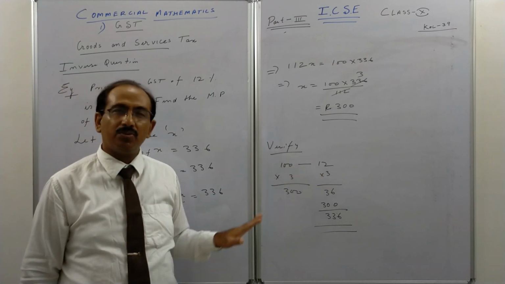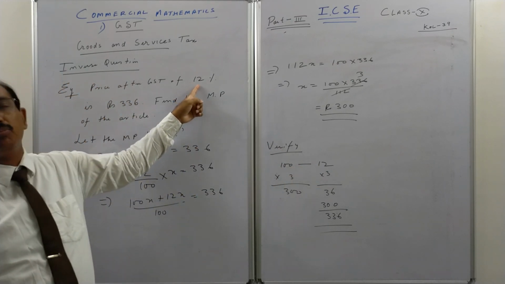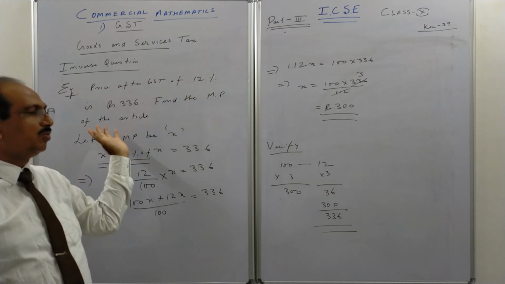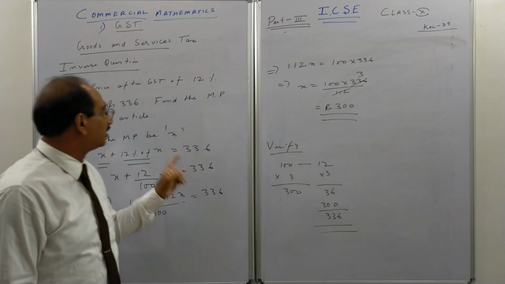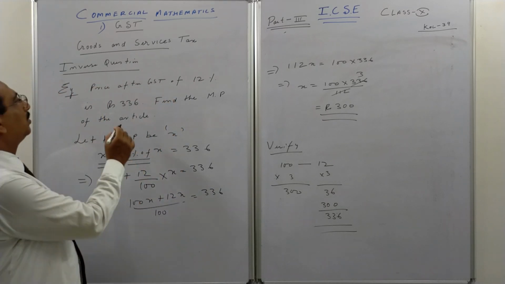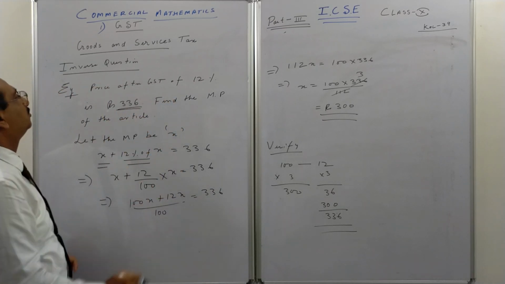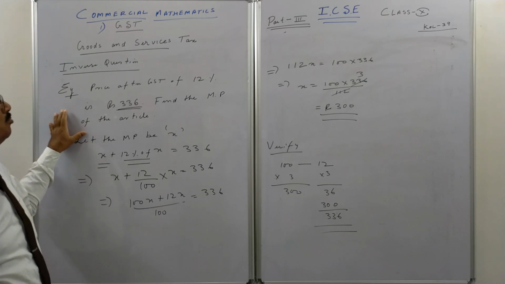On 100 rupees we take 12 rupees because 12% is the tax. Percent is out of 100, so 12 out of 100. Out of 300 we pay 36. So the price after taxes, the price after GST, is this. So this is one example of an inverse question.